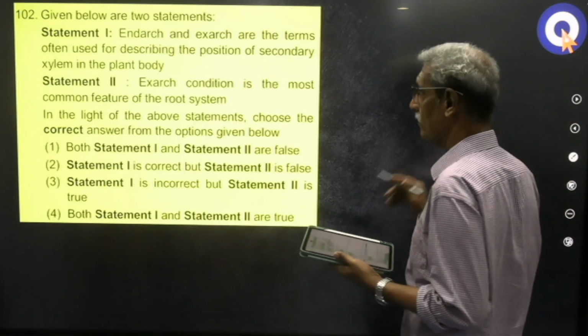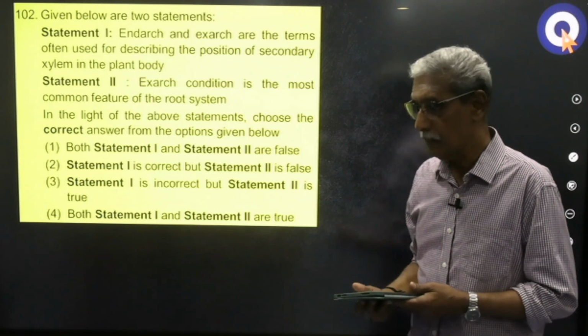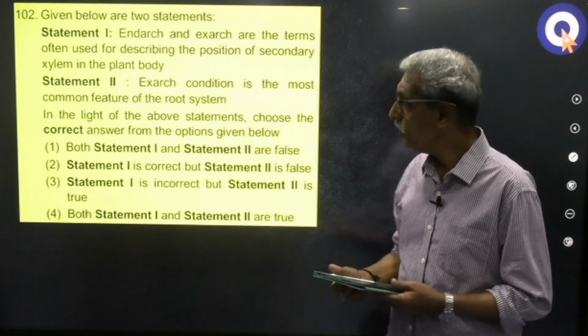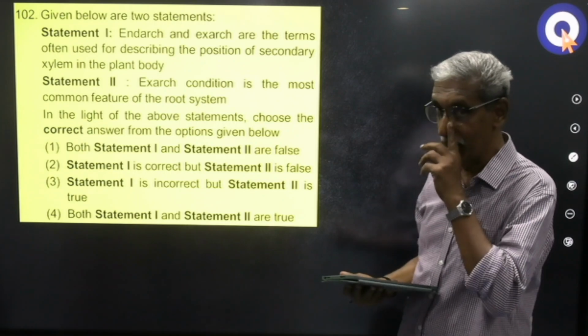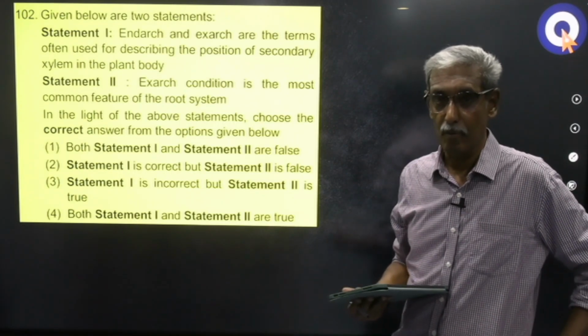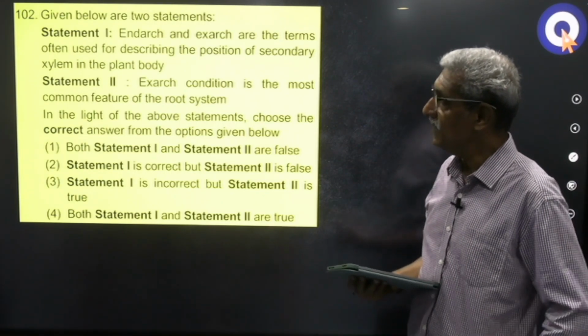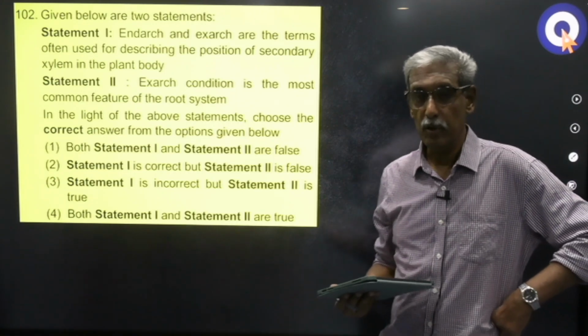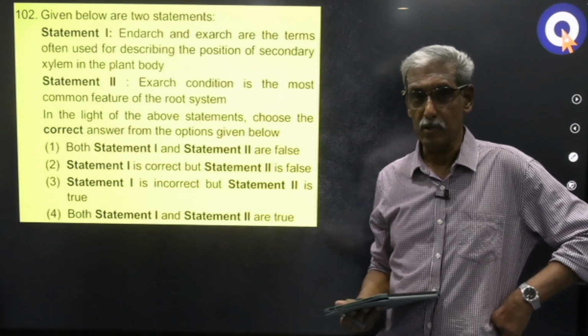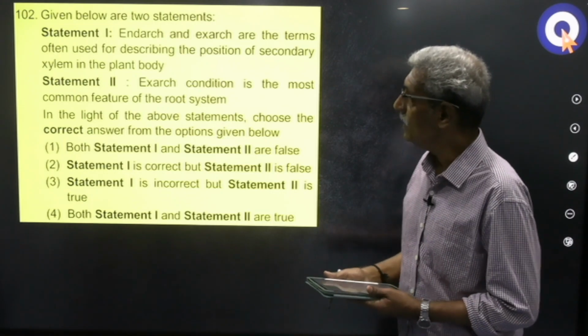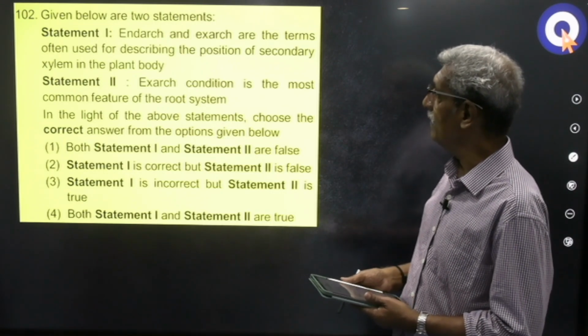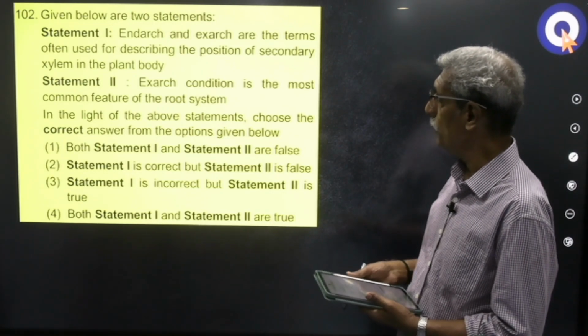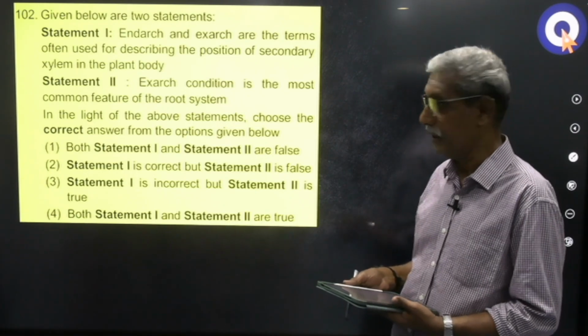Now we go to question number 102. It is from plant anatomy, anatomy of plants. It is a statement question, where you have to ask whether the statements are true or false. Statement 1 says endarch and exarch are the terms often used in describing the position of the secondary xylem in the plant body.